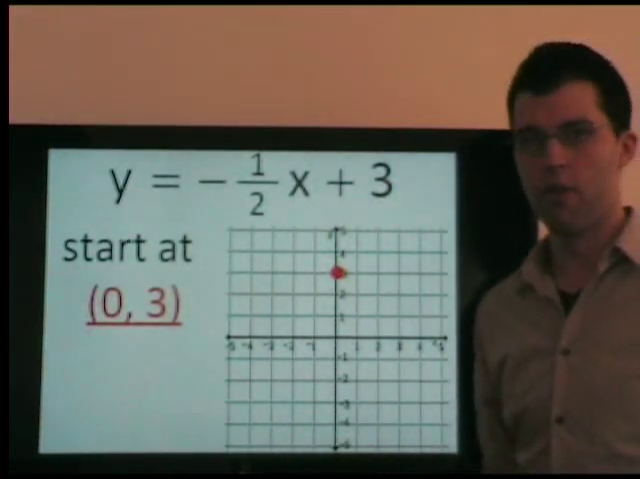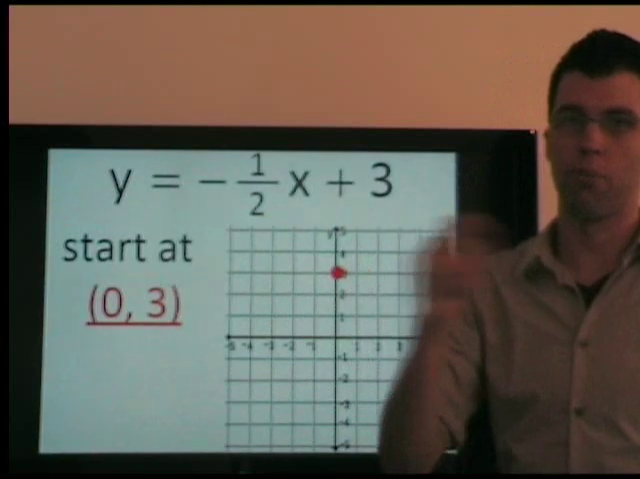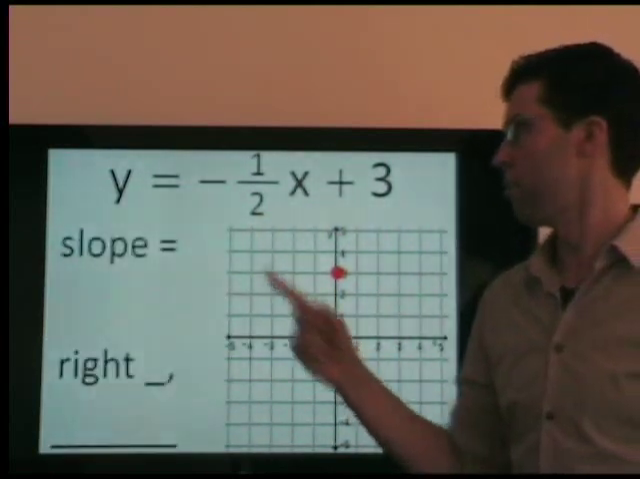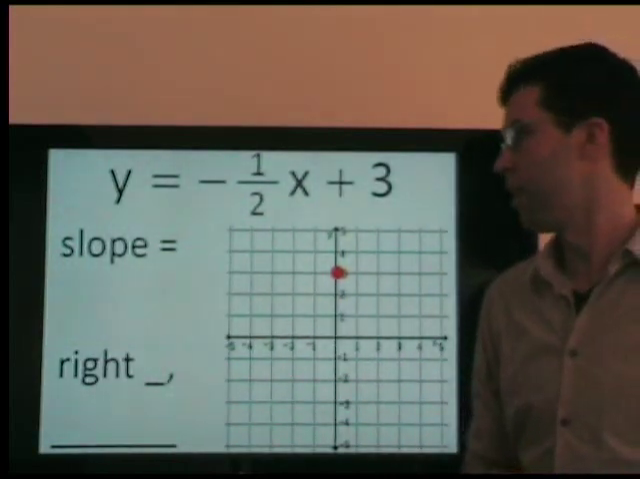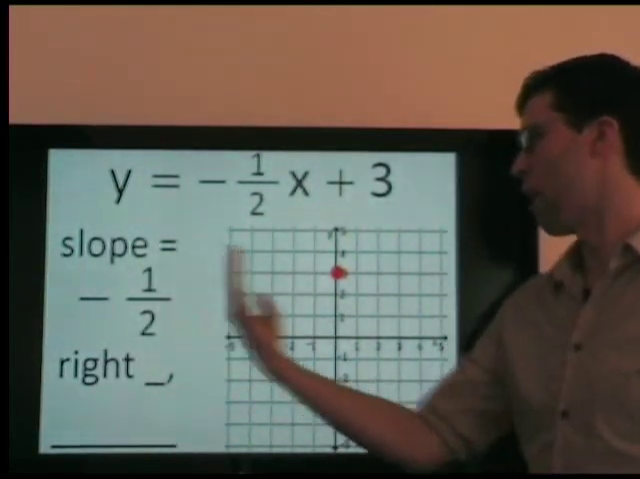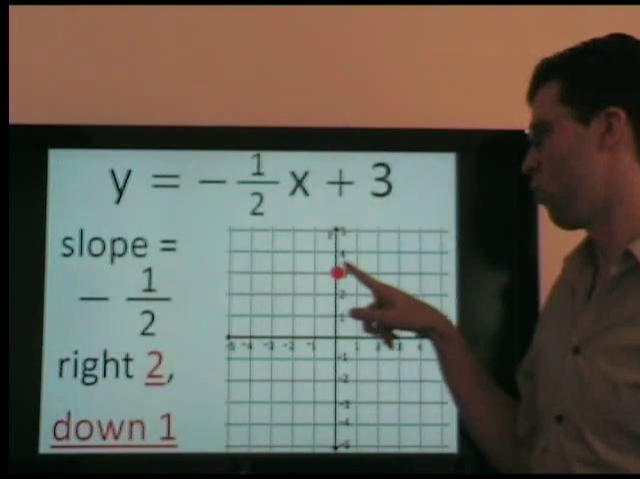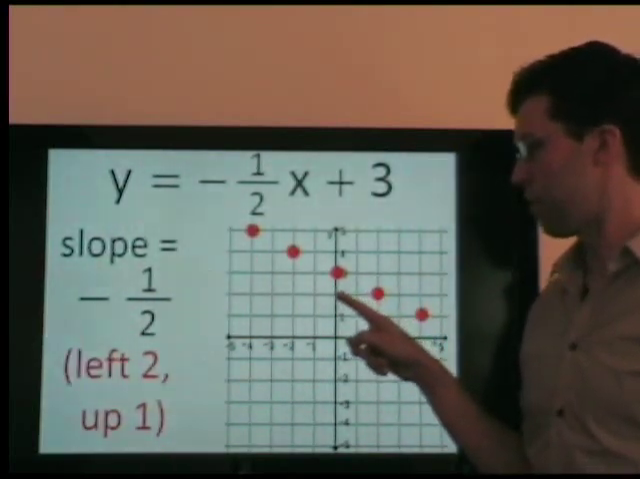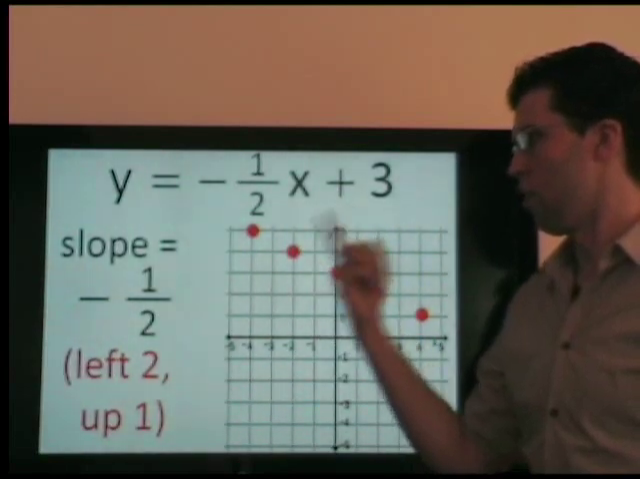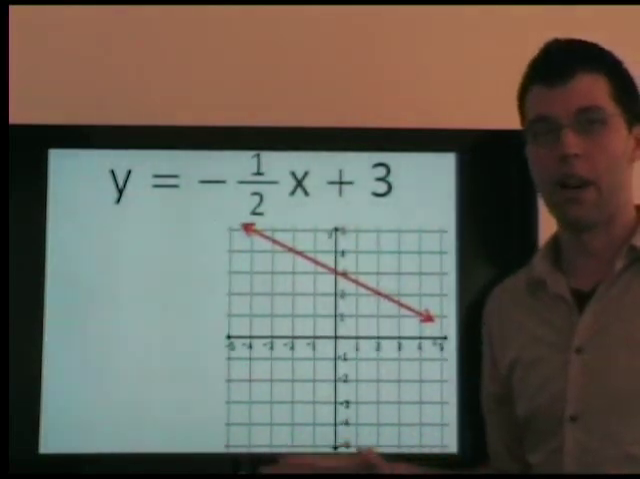Just like before, we use the slope to plot more points. What's the slope? This number right here that's multiplying x, negative 1/2. What does that mean? It means as we go right 2, we go down 1. So right 2, down 1, right 2, down 1. This is the same as left 2, up 1, left 2, up 1. We have our points, we connect, that's our graph.